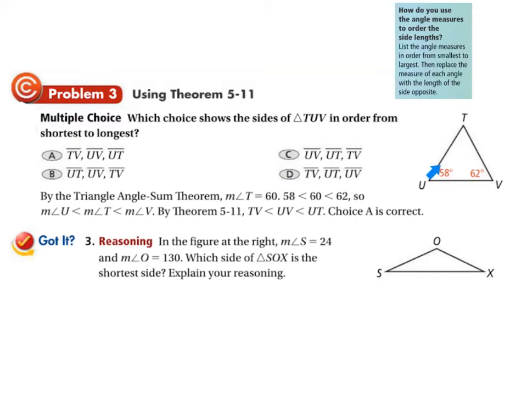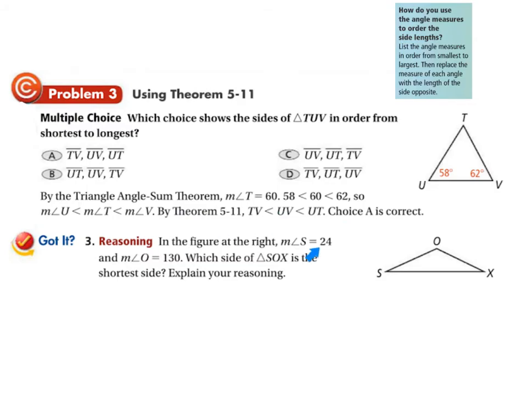What's the next biggest angle? Angle T, and that's opposite of UV, so it's got to be TV and then UV, which means it's going to be A. Then the largest side will be across from the largest angle, and the largest angle is V, 62, so UT will be the largest. So the answer is choice A.